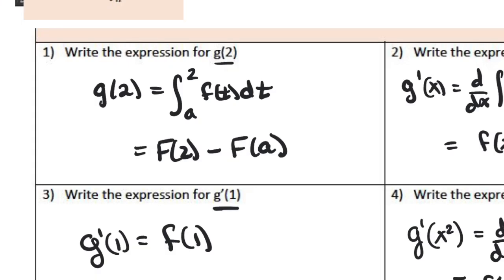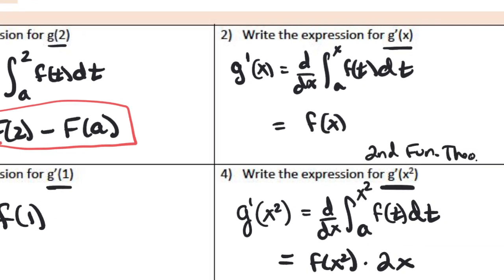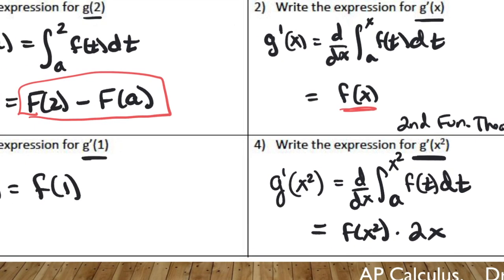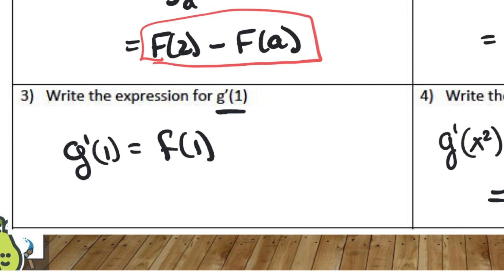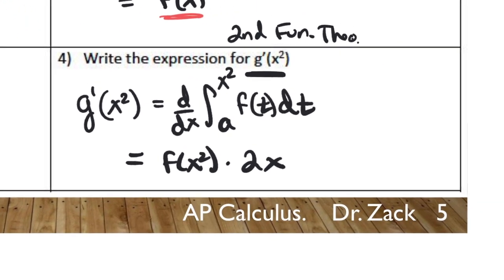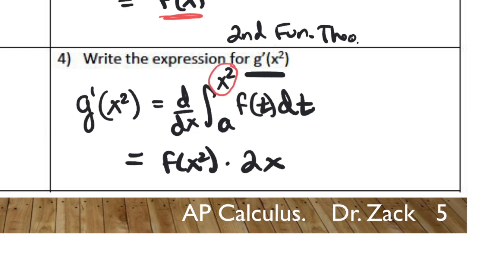So your first question, as you can see, is substitution. If you know the antiderivative at 2 and the antiderivative at a, you can substitute it in. Your second question is the second fundamental theorem of calculus. Again, writing an expression for g prime at 1 is substitution, and you're going to get a numerical value. But for your fourth question, you should really substitute your x squared back into your original function, so that you remember to find the derivative when using the second fundamental theorem of calculus.